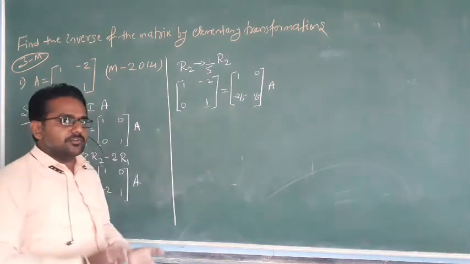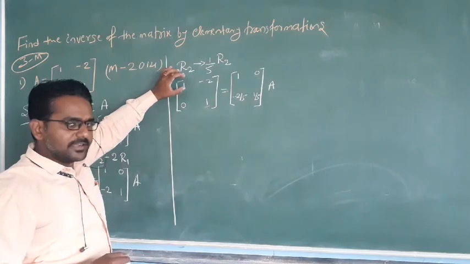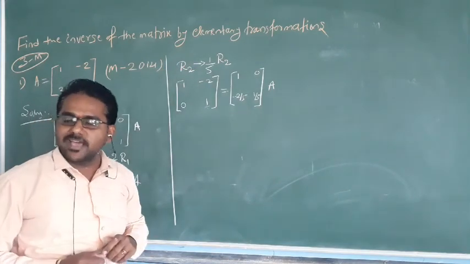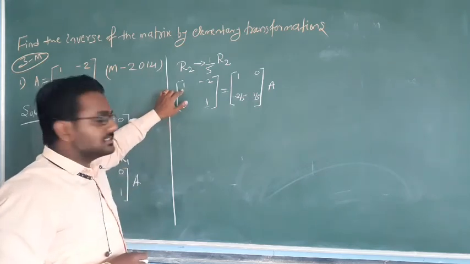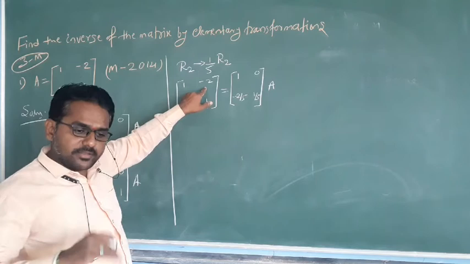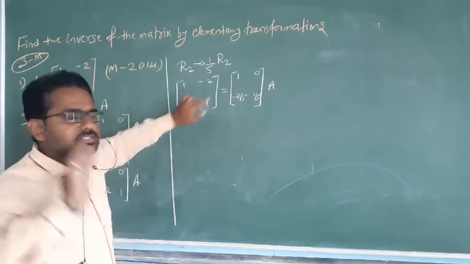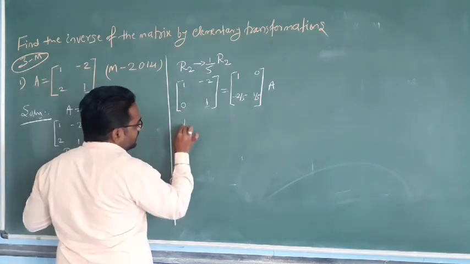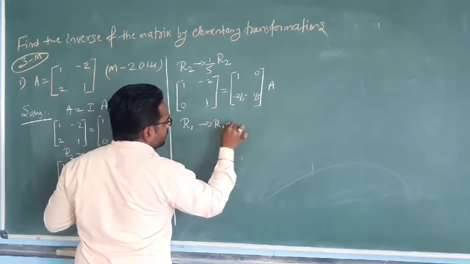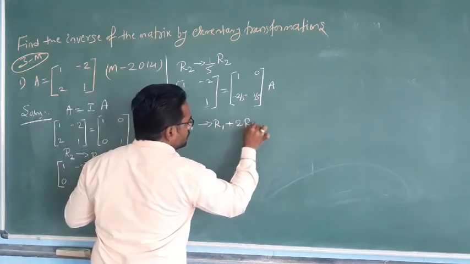So next we have to concentrate on the first row of the LHS part of the matrix. Already 1 is there, and there is minus 2. So you have to eliminate the minus 2 and convert it into a 0. Observe the thing here, students, what will apply here? R1 changes to R1 plus 2R2.